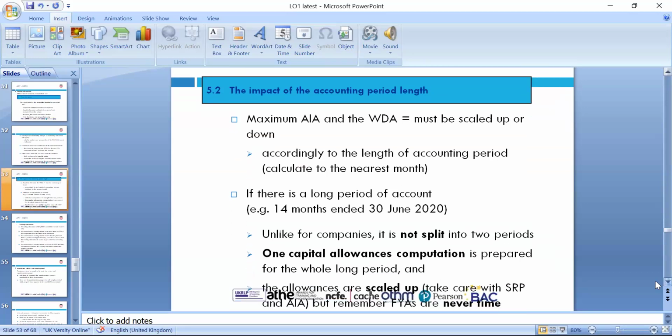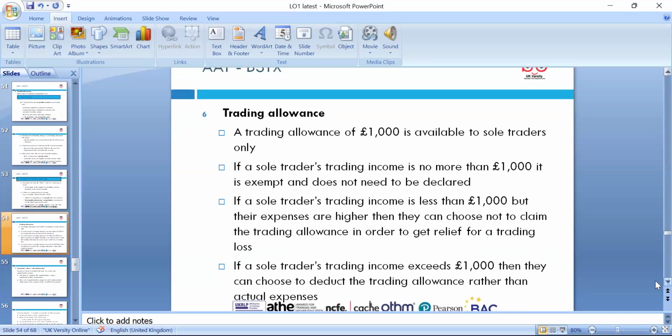So we have to look around these things. The trading allowance is 1,000 and is available to the sole trader only. If the sole trader's income is no more than 1,000, it is exempt and does not need to be declared. If the sole trader's income is less than 1,000 but their expenses are higher, they can choose not to claim the trading allowance and get relief from the trading loss. If the trading income exceeds the 1,000, then of course we can choose to deduct the trading allowance rather than the actual expenses.